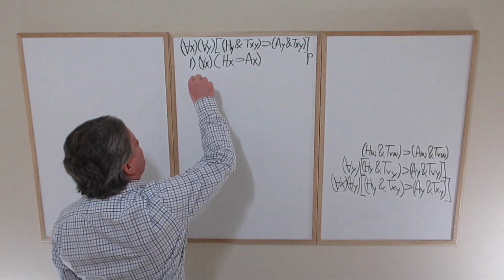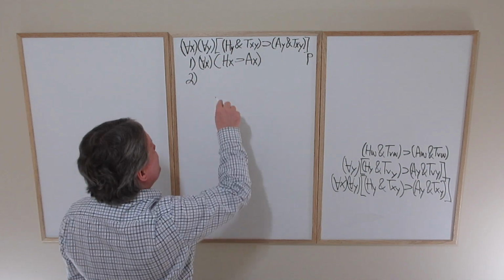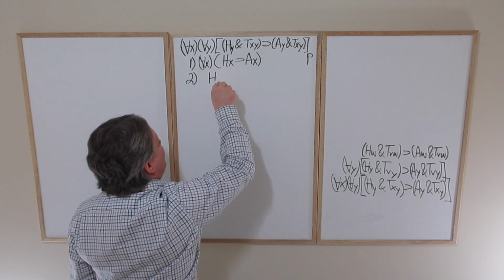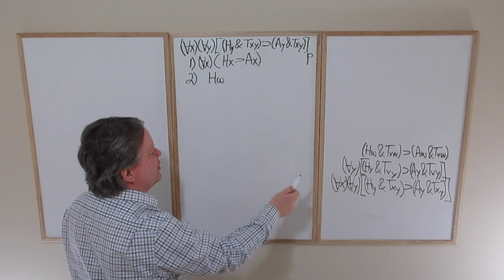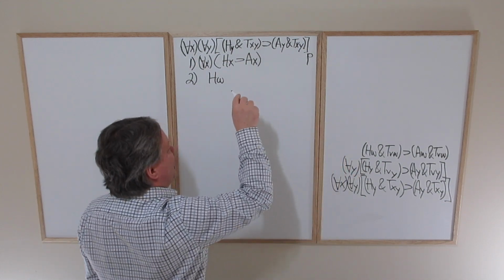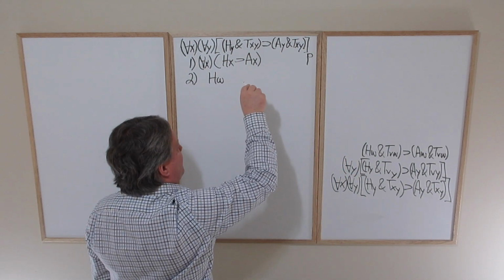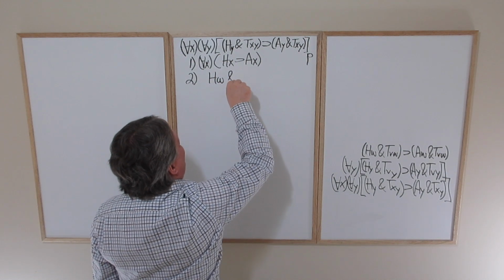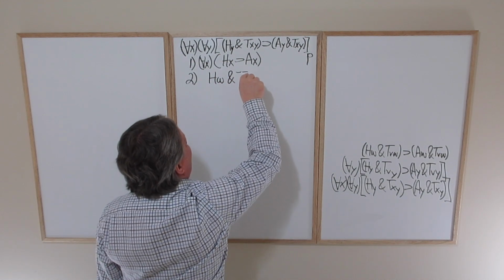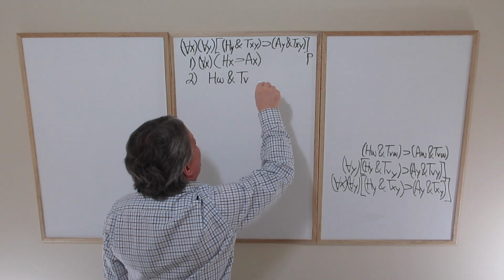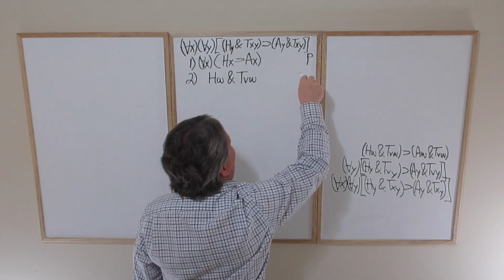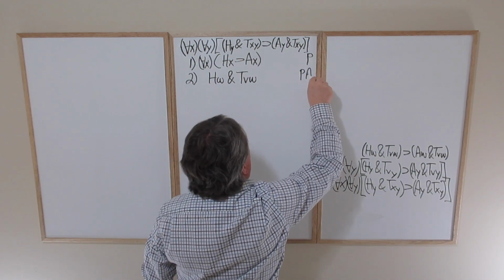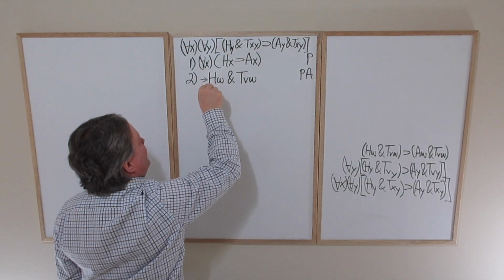In other words, we provisionally assume the antecedent of the conditional we want as the third last line of the proof. We provisionally assume that unspecified w is a horse and that unspecified v is the tail of unspecified w. So that's a provisional assumption.